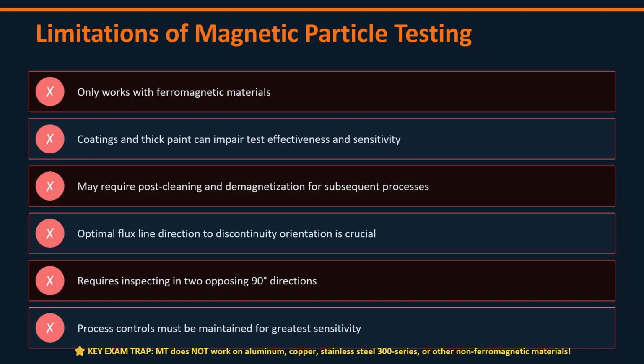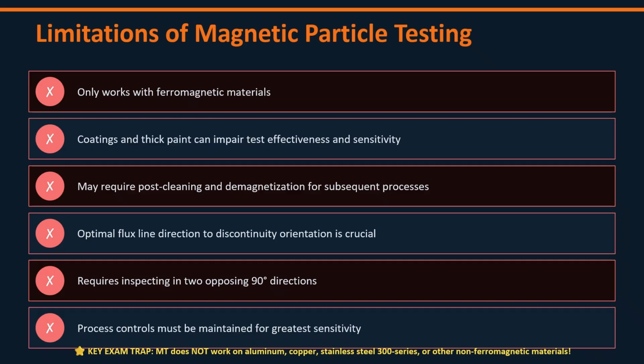The third limitation is orientation. A magnetic field has a direction. A discontinuity is most effectively detected when the field crosses the discontinuity approximately at right angles. If a crack runs parallel to the field, it may produce little useful leakage and can be missed. This is the reason professional procedures normally require examination in at least two directions approximately 90 degrees apart.